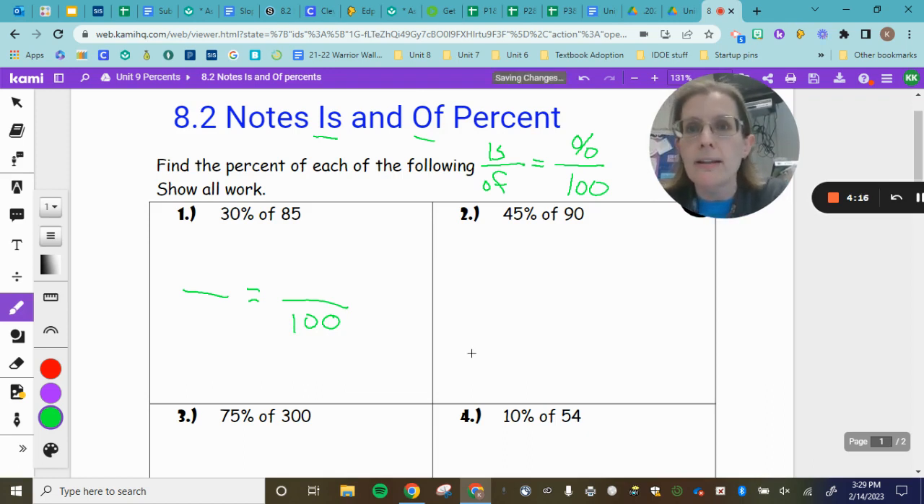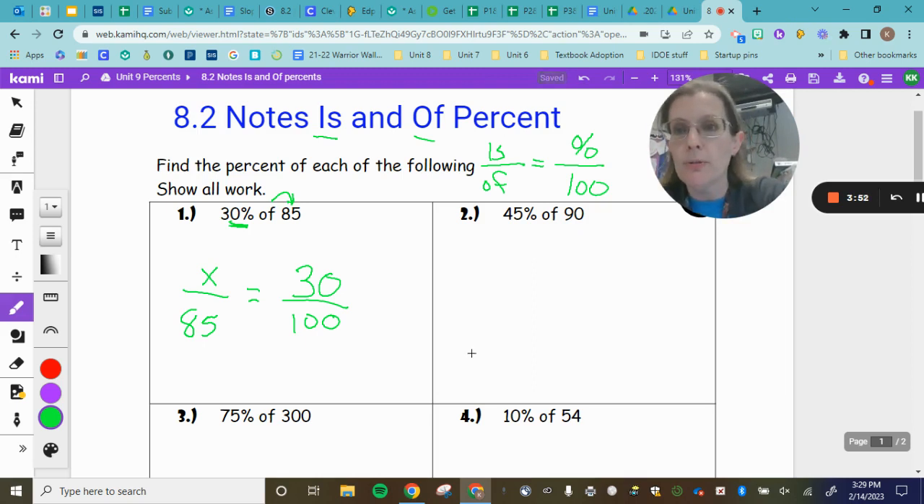And now I look, and the easiest one to find is the percent sign, because if it has a percent sign, that's the number that goes above 100. Then I find the of. This says of 85, so the of is my 85, and 85 goes on the bottom, and then whatever variable I have goes on the top. So the trick is finding where to put each of the three pieces in your percent proportion.